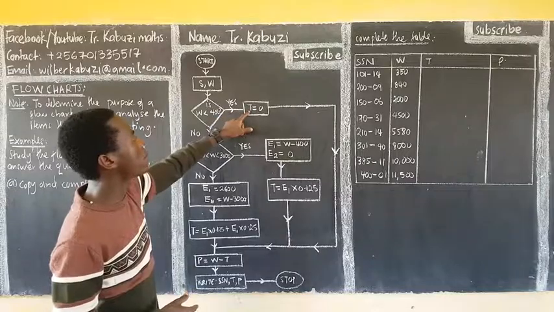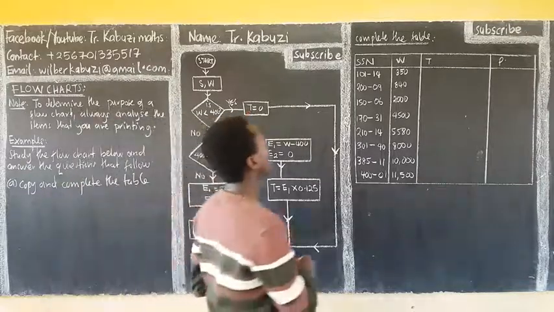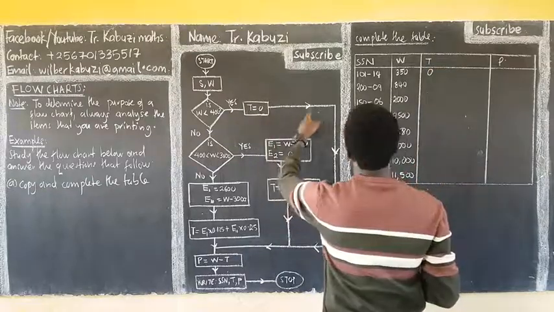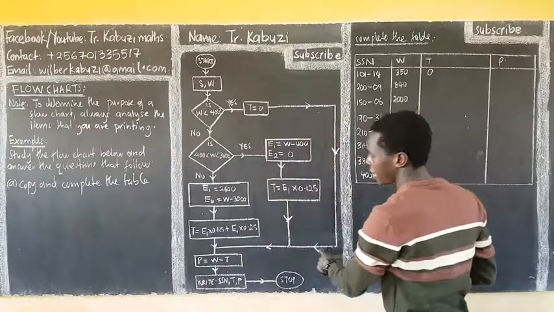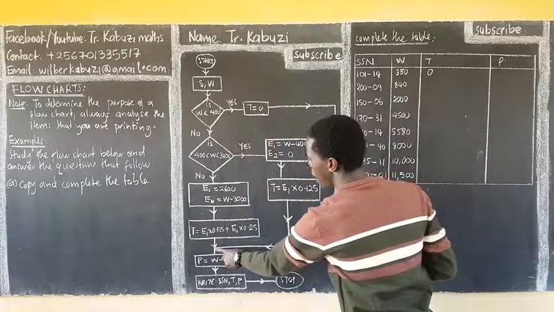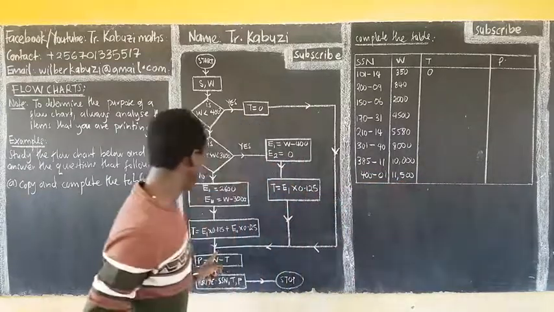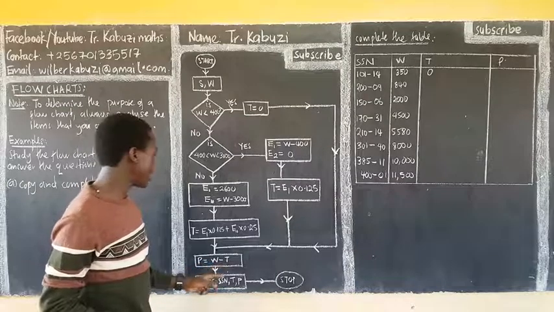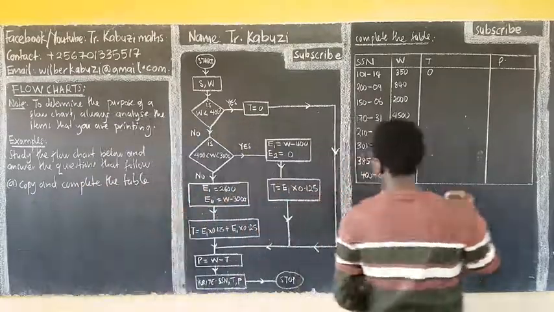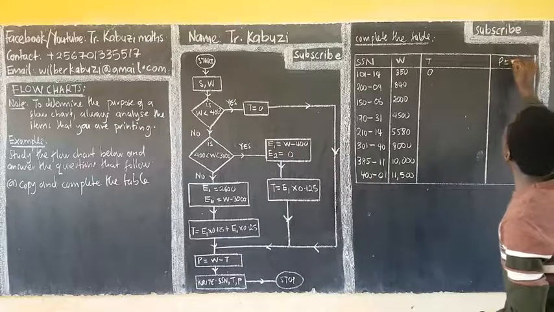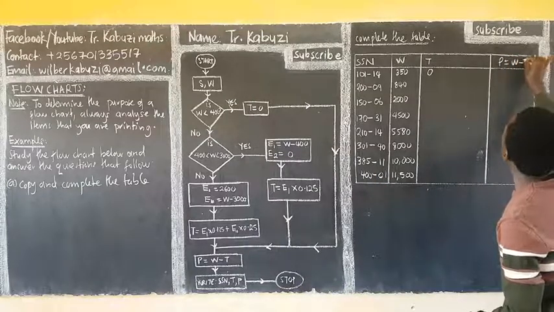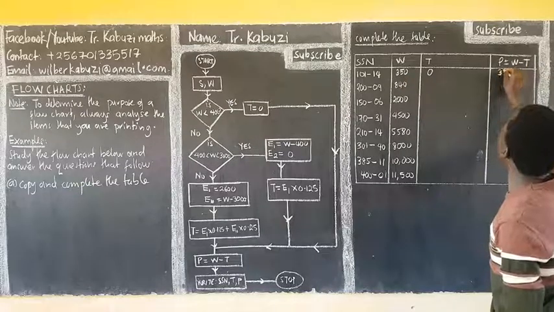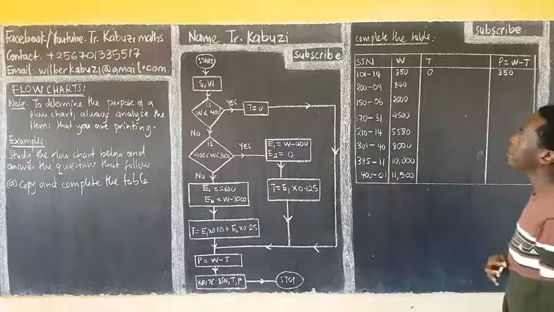Then take T to be 0. So after taking T to be 0, then you come like this. How do we print P now? P is W minus T. So that's how we are getting our P. We are getting W minus T. So when I get this minus this, I'm left with 350. So that's the first phase.